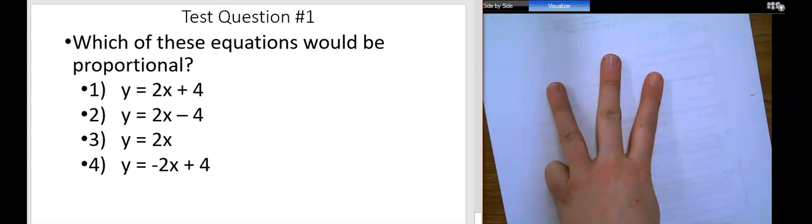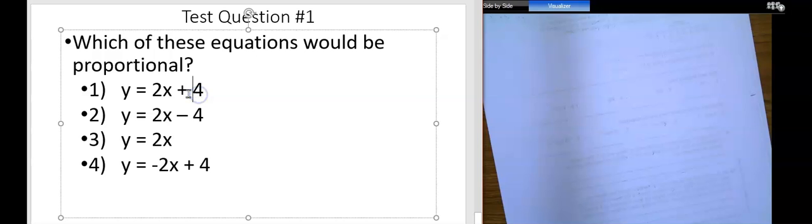The answer is 3. Why is it 3? Plus 4 right here, this plus 4 makes it not proportional. This minus 4 makes it not proportional. This plus 4 makes it not proportional. Notice the negative doesn't really matter.